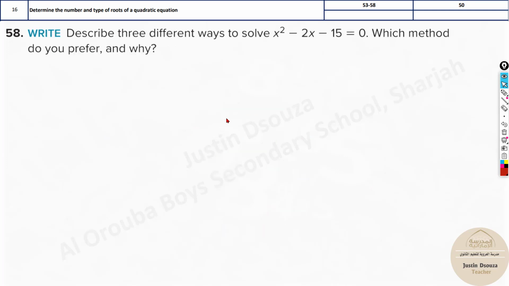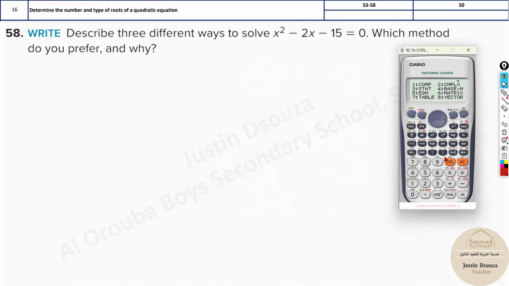And here they describe three different ways to solve this. Now, solve this such that you have to find the zeros. How do you solve it? One way is the calculator method, and the other is the factors method. Let's use a calculator and check. Here you have to just press mod 5 and 3 and then substitute 1, minus 2 and minus 15. The answer is 5 and minus 3.